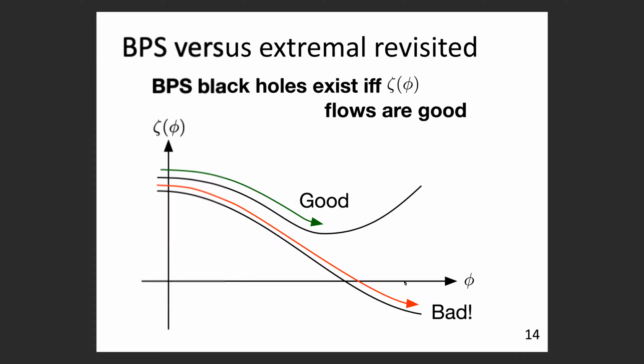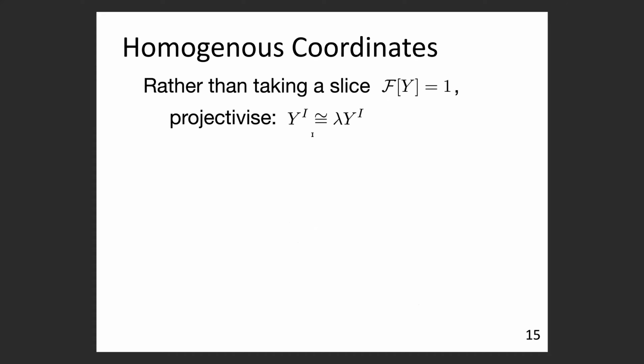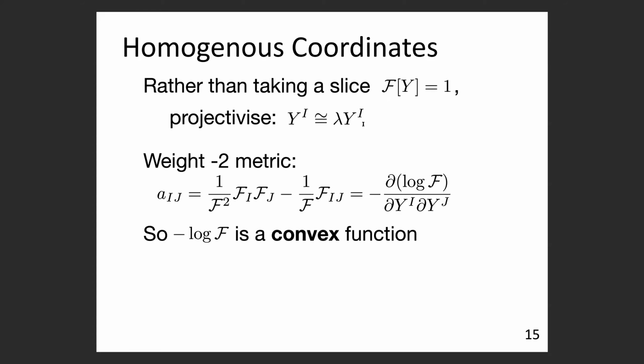We want to know, when do we have good flows? It's just a bit of a pain to work with this F as 1 constraint. So let's step around it. Instead of taking F as 1, let's projectivize. So we're going to say that we identify our coordinates y^i with lambda times y^i. Right, so this is a perfectly good way to describe the moduli space in terms of some projective coordinates.